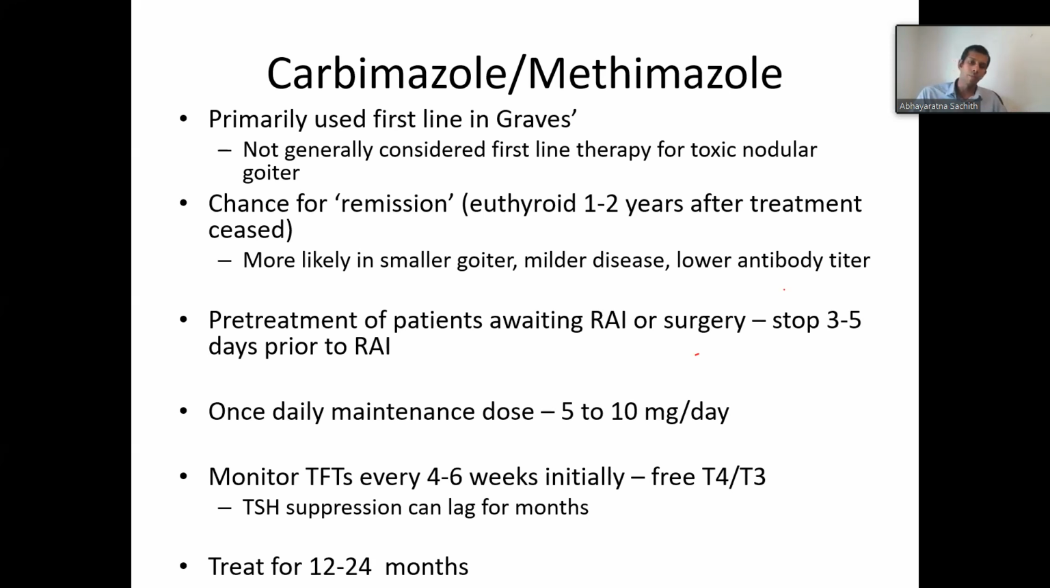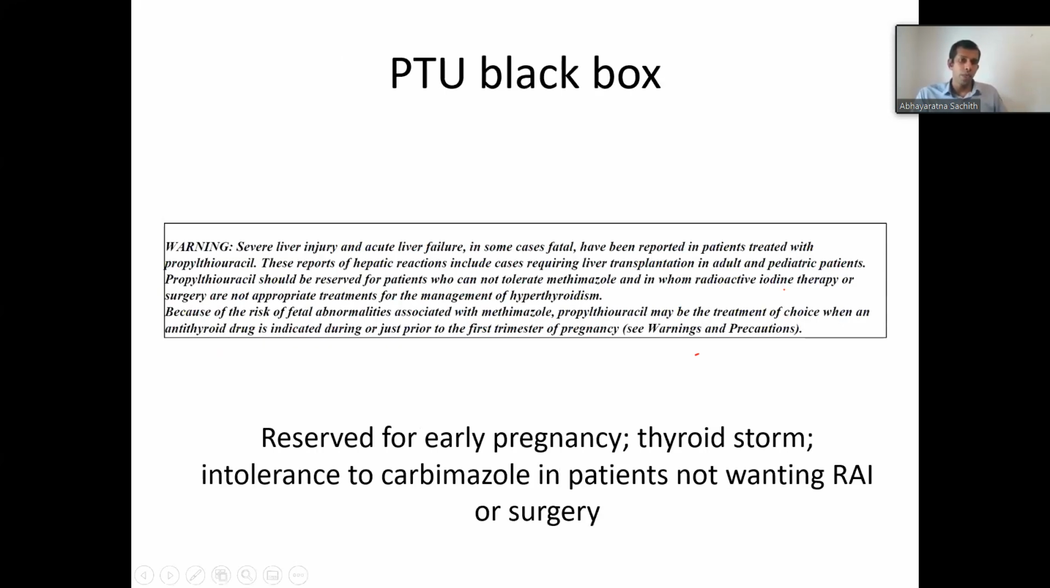Once they settle, we reduce the dose. We maintain most patients on 5 to 10 milligrams. Initially you have to do 4 to 6 weekly checks. And then the monitoring would be with T3 and T4. It's not TSH, because TSH will take time. If it's highly suppressed, it sometimes takes up to about 6 months to recover. So in the initial phase, you monitor by T4 and T3. And the treatment period is about 12 to 24 months.